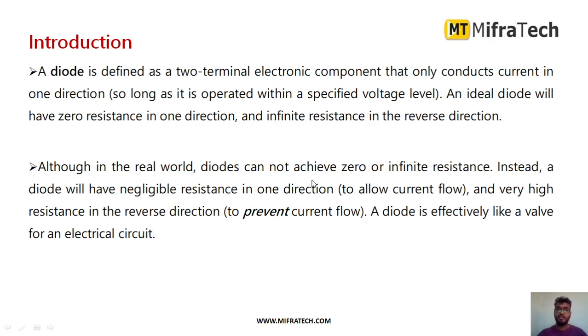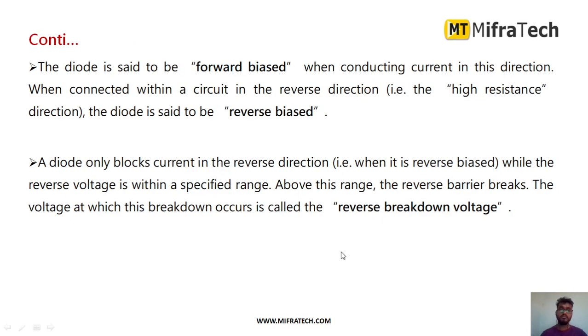But in the real world, we cannot have ideal diodes. So it has some negligible resistance in one direction, but in the other direction it has a high resistance. So we can work this diode in both directions. That is, it can be worked in forward bias and reverse bias.